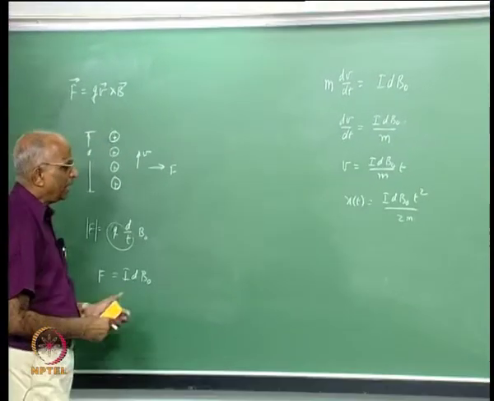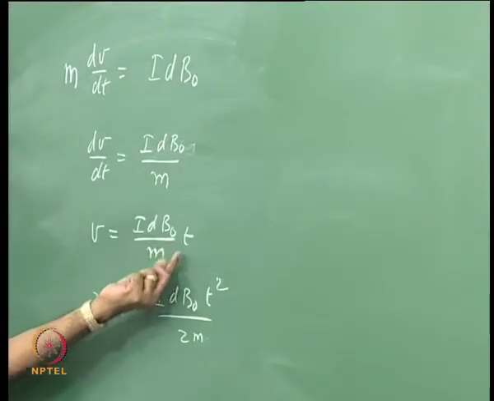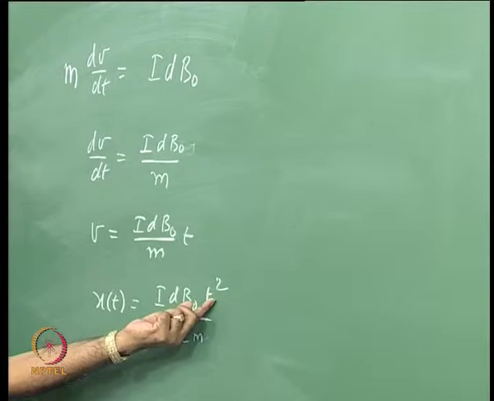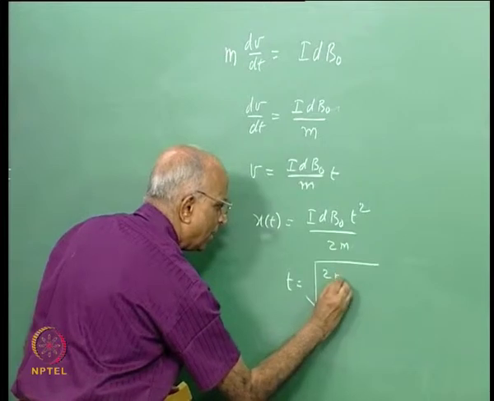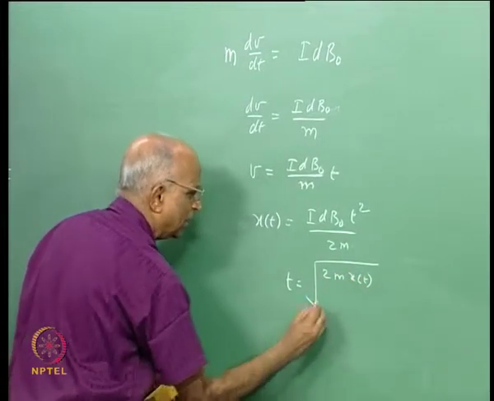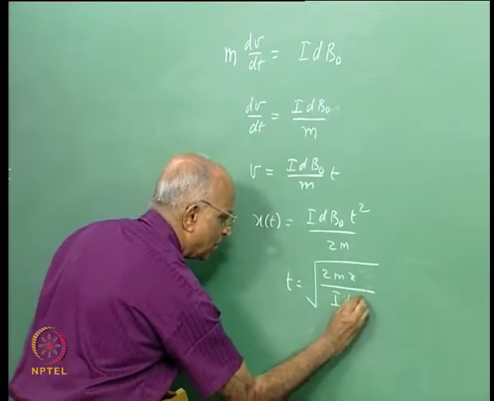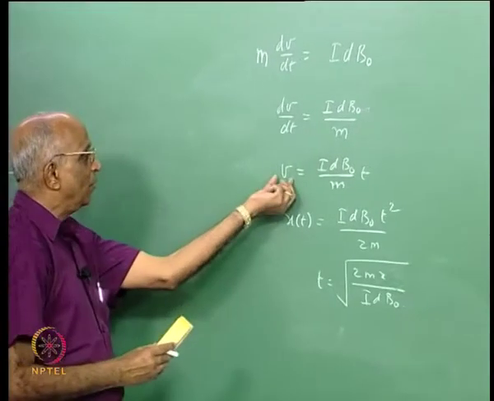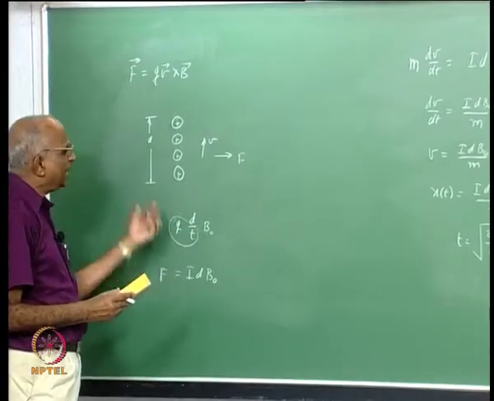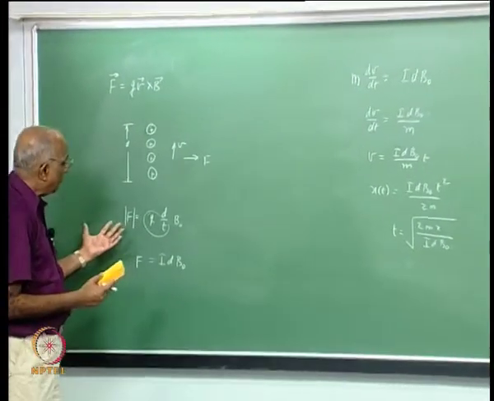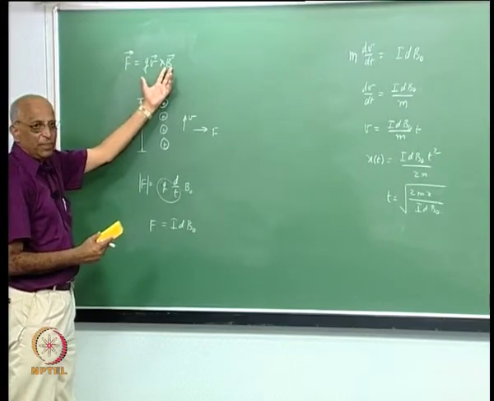I can go ahead and simplify. If I want the velocity here, I can substitute t squared, I can take the value of t from this, t is equal to the square root of 2m into x at time t divided by I d B0, and therefore I can get the value of velocity which is required over here to give me the particular force. And these are the only set of equations which are applicable for, let us say, a thruster which will make use of a magnetic principle.